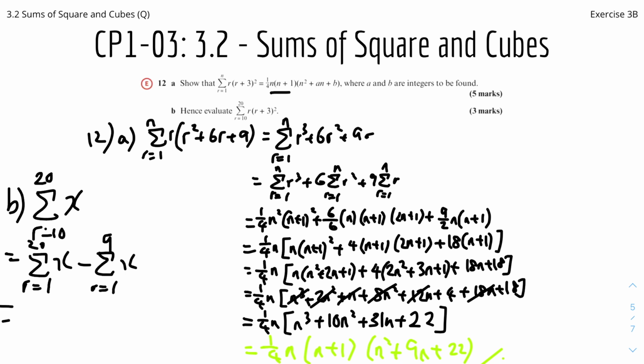And basically in this case, n is equal to 20, so n equals 20. And in this case, n equals 9, so n equals 9 in all these. So I'll just type into my calculator to save some space and to save some time. So the sum of r times r plus 3 squared from r equals 10 to 20 is equal to 59,070. 59,070. And that's the final answer.